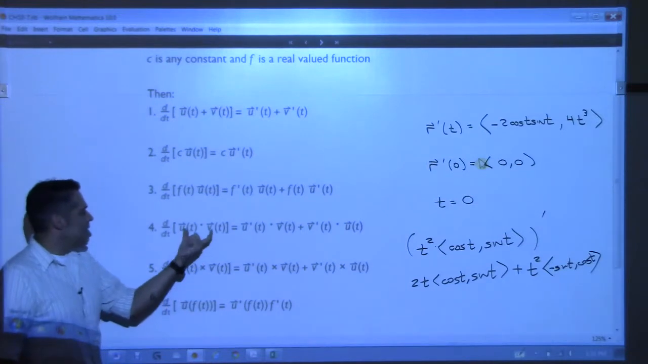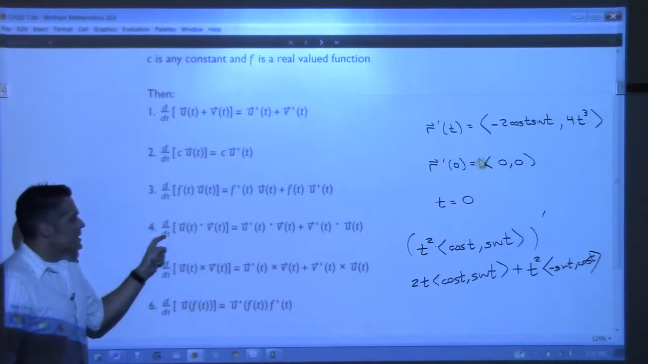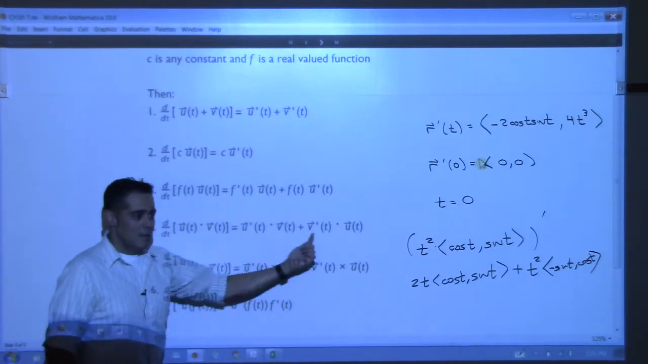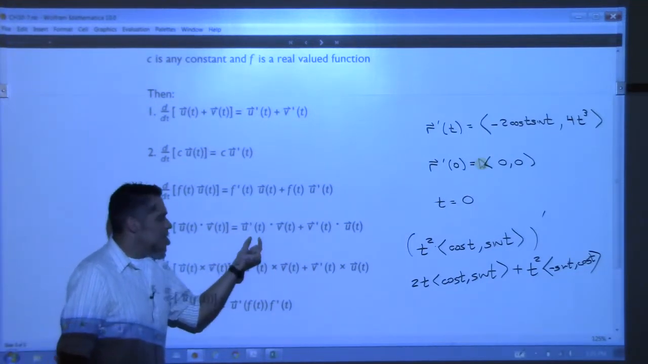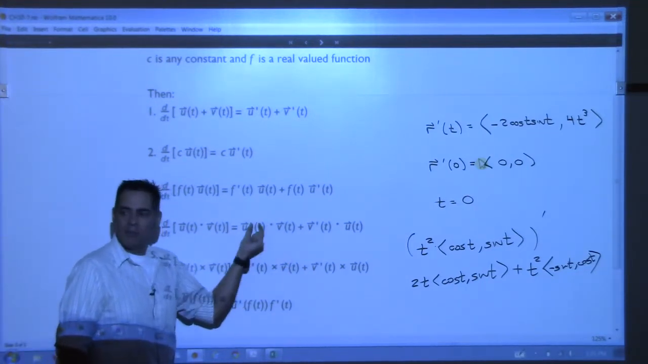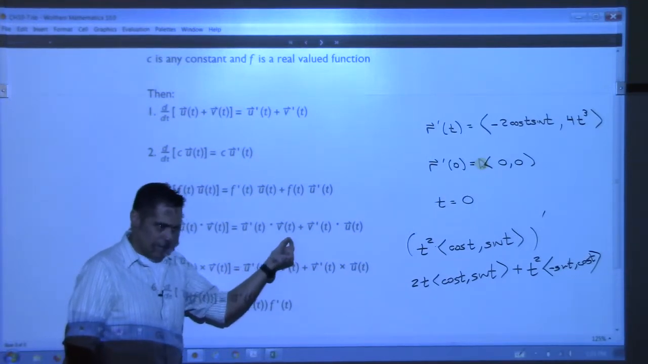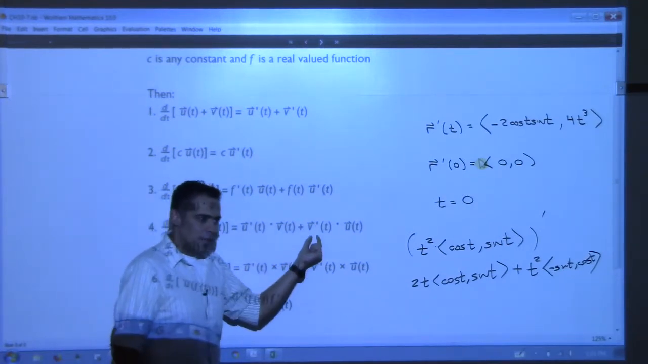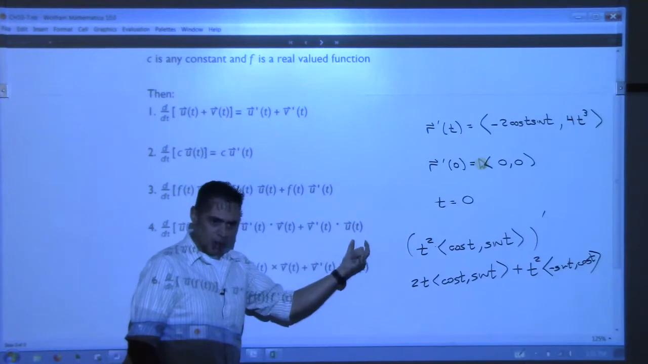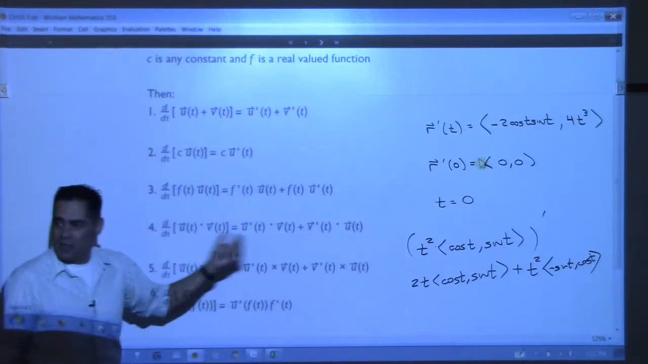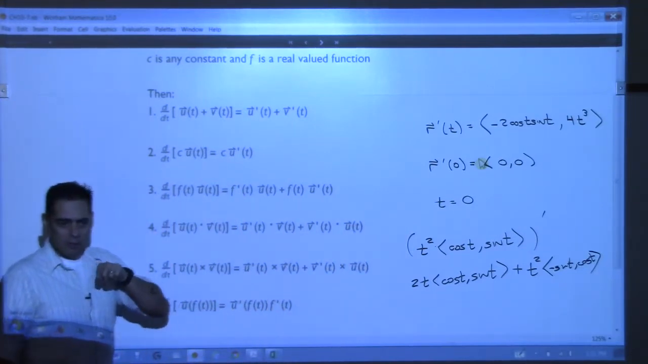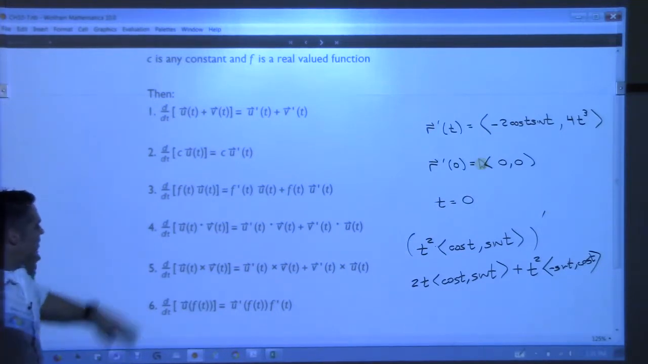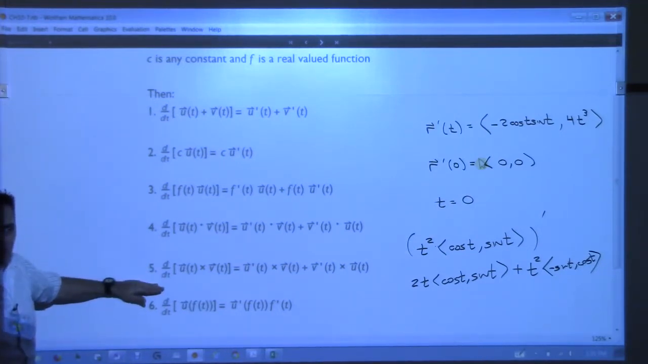So if you take the dot product of two vector functions and take their derivative, you can do the product rule, but instead of it being derivative of the first times the second, it's derivative of the first dot the second, plus derivative of the second one dot the first one. So we're just using dot instead of multiplication. Yeah? Yes.